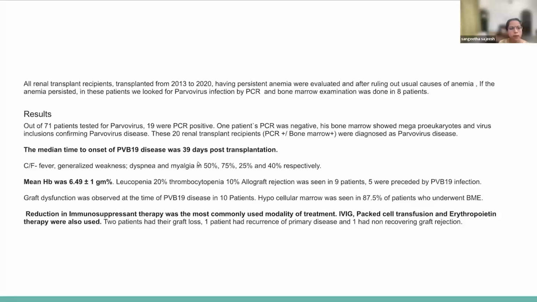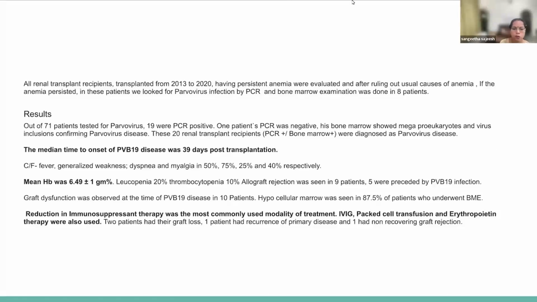In their study, the median time to onset of disease was 39 days post-transplantation. The presenting complaints were fever, generalized weakness, dyspnea, myalgia, etc. The mean hemoglobin was very low, at 6.4, along with leukopenia in around 20% and thrombocytopenia in 10%. Rejection was seen in 9% of patients. And this is the clinical picture.